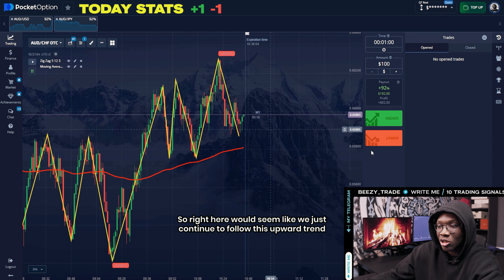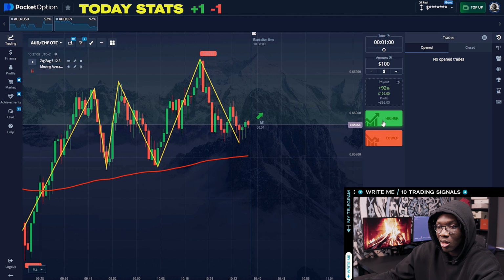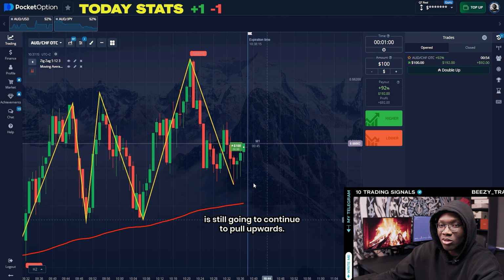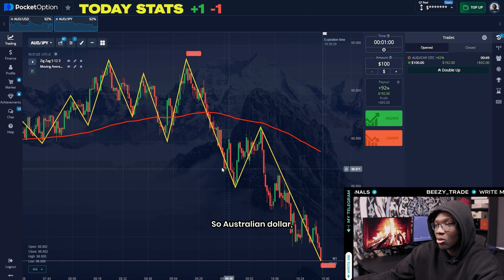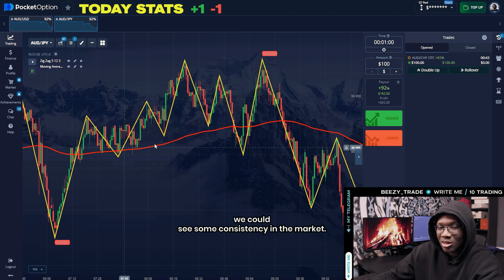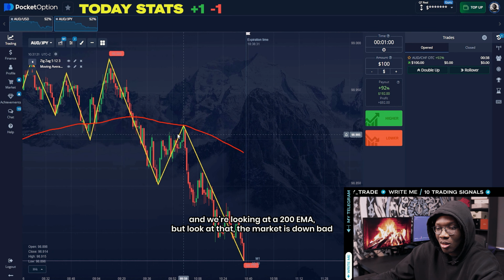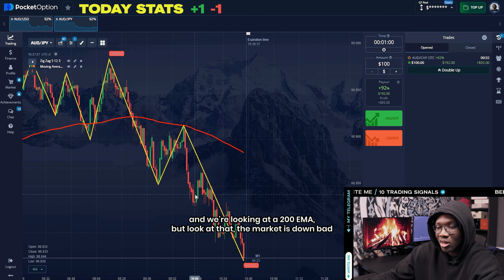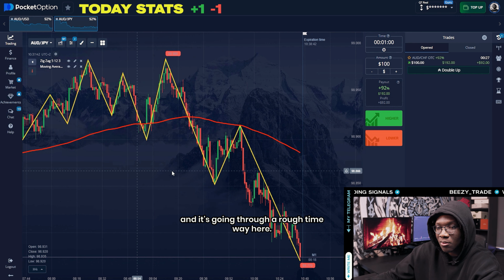If we had entered a couple of seconds later, we would have confidently won that trade. So right here, it would seem like we just continue to follow this upward trend that we see. I'm very, very late on entering that upward trend, but I think this market is still going to continue to pull upwards. So let's go here. Australian dollar, Japanese yen. We can see some consistency in the market when you're looking at the ZigZag. And when we're looking at our 200 EMA, the market is down bad and going through a rough time right here.